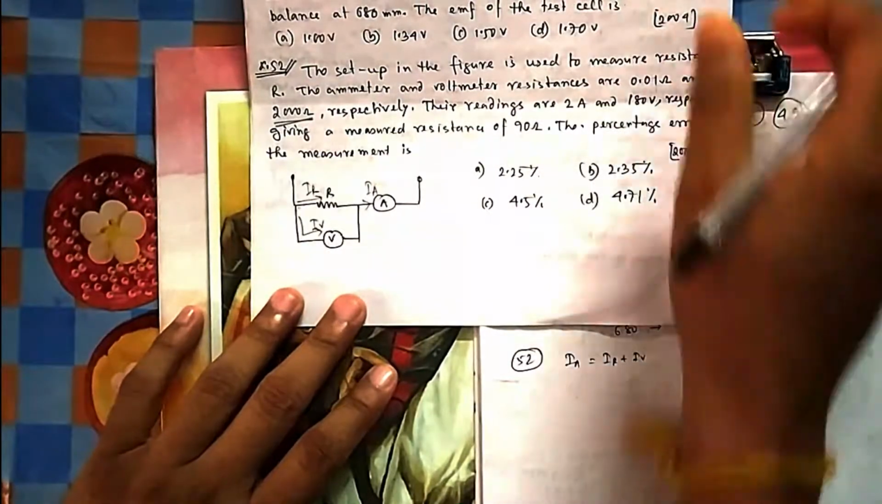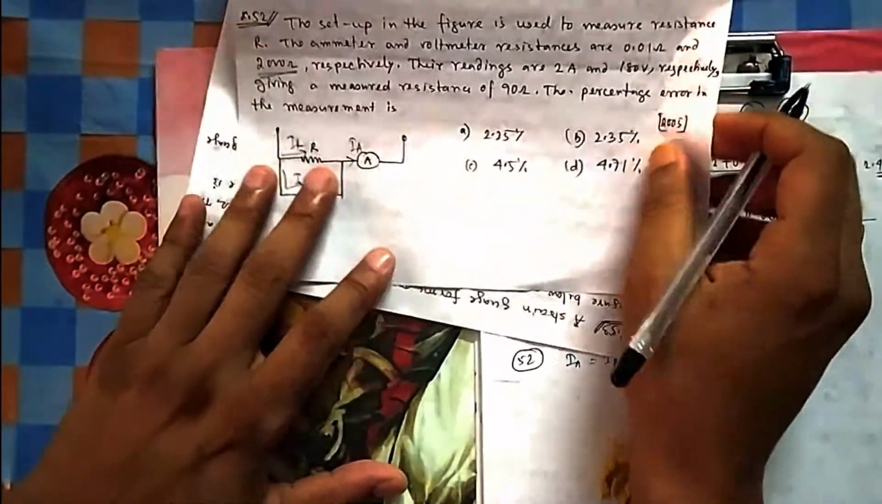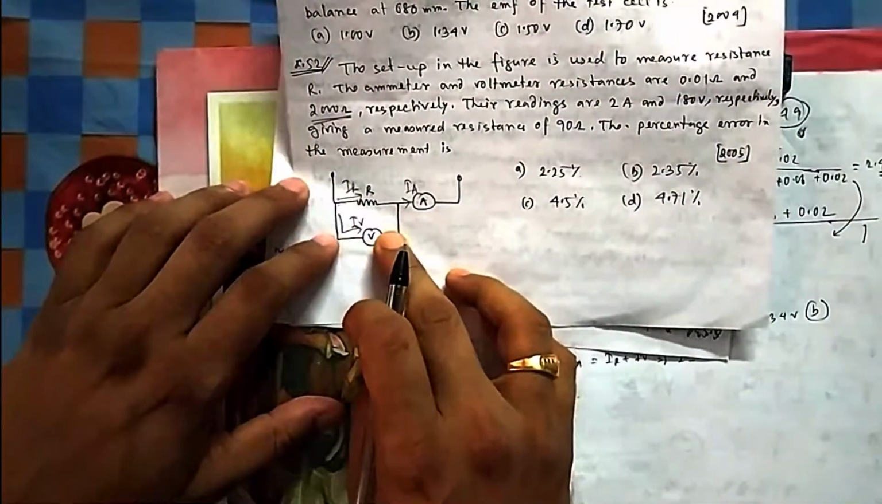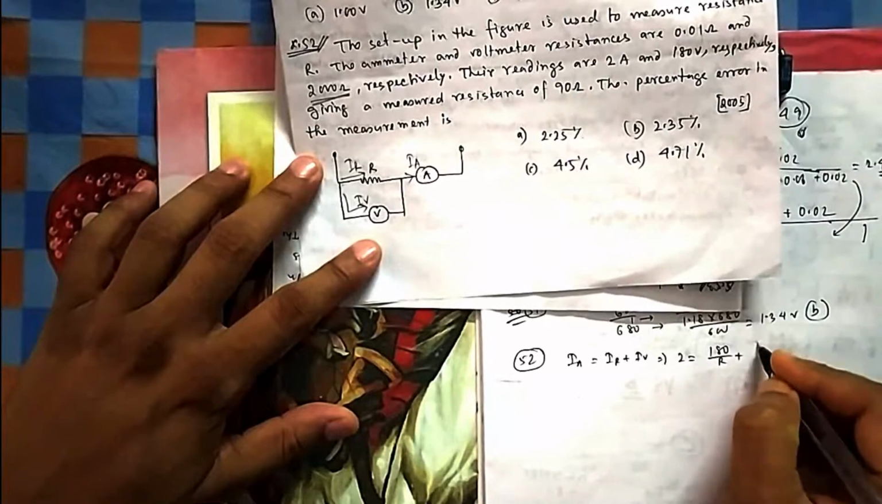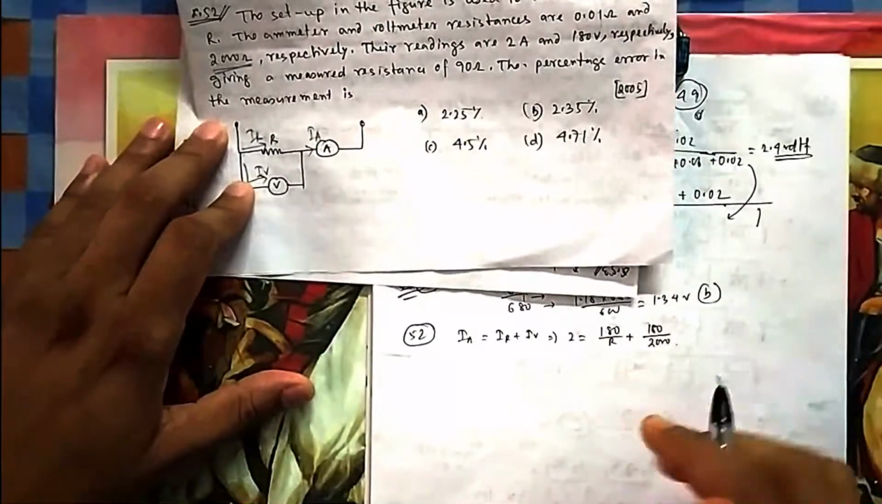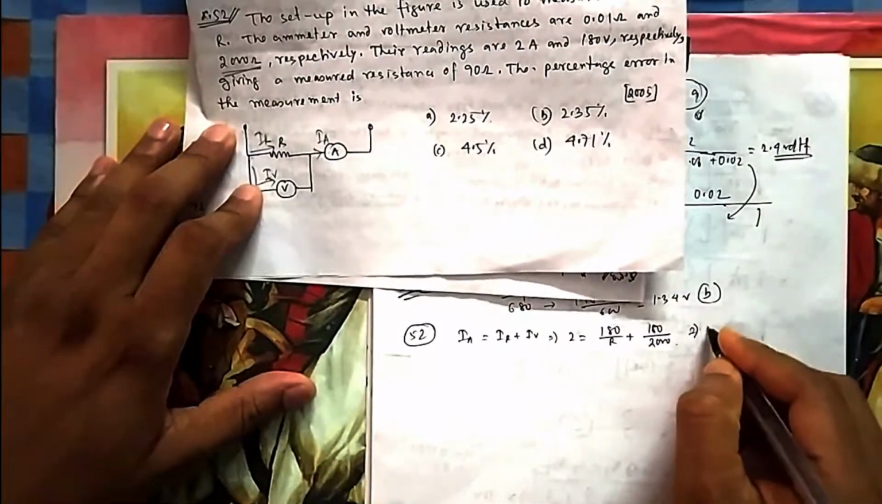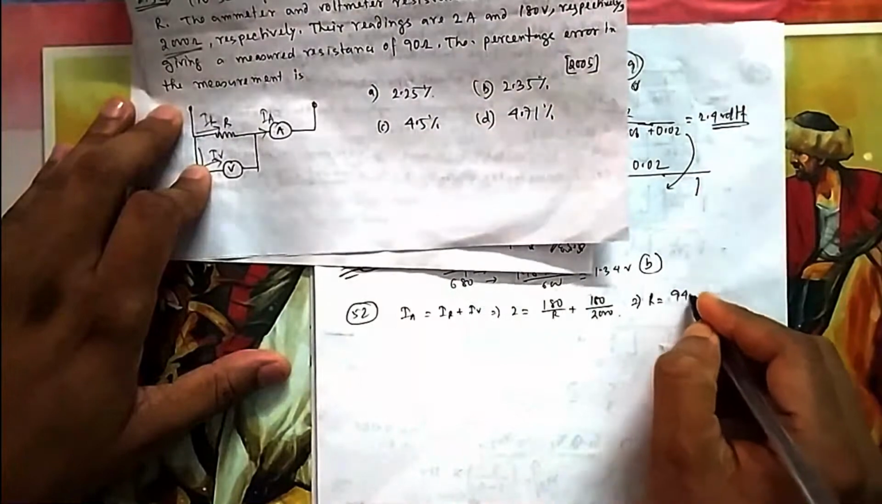So you can apply this. What is your IA? IA is equal to 2. What is your IR? It is getting 180 volts, so 180 divided by R plus 180 divided by the voltmeter resistance 2000. So if you solve from here, you will get R is equal to, so this is the actual R resistance, that is 94.24.